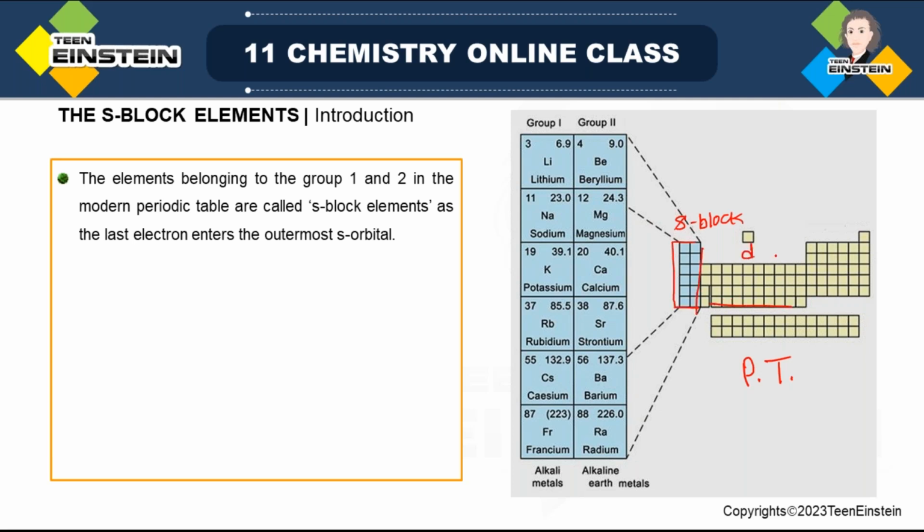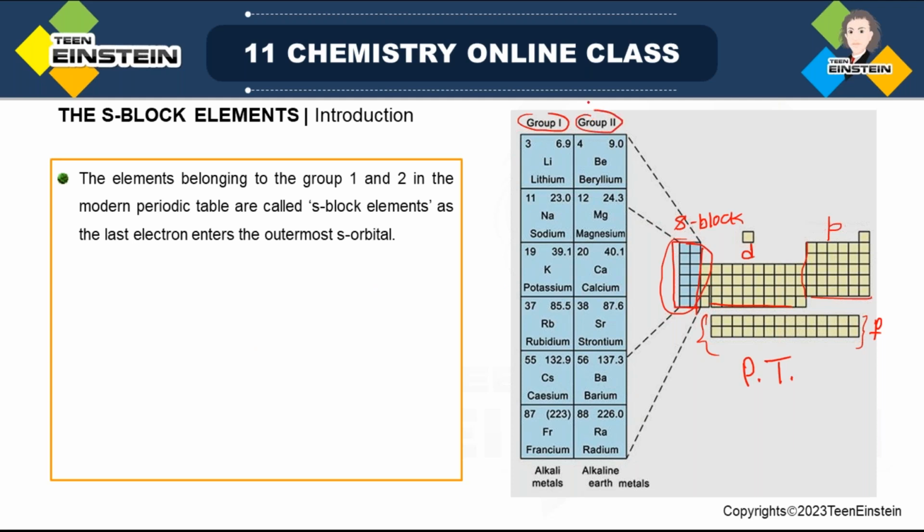Now this part is D block, and here we have P block. After finishing S block, the next chapter is P block. And this block, which is lying down in the periodic table horizontally, is known as F block. So here we will focus on this part. When we are talking about S block, there are basically two groups, group number 1 and group number 2.